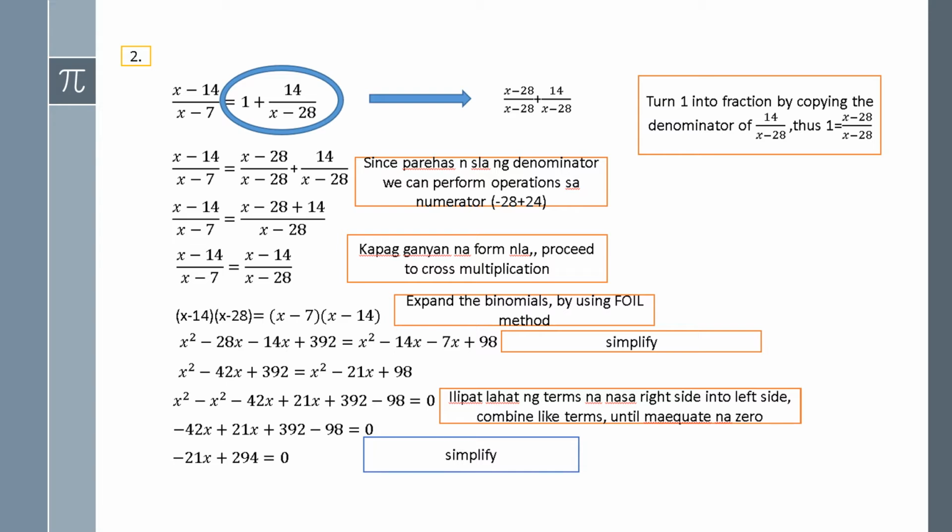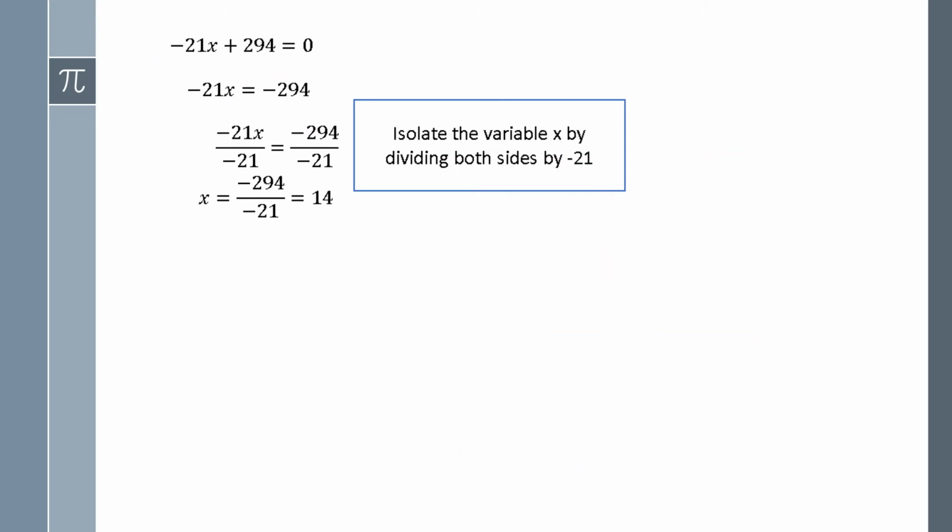Bale, magiging negative 21x kasi negative 42x plus 21x is equals to negative 21x. And then, 392 minus 98 is equals to 294. Therefore, the equation will be negative 21x plus 294 is equals to 0. Since na-simplify na natin into the simplest form yung equation, we can now isolate the variable x by dividing both sides by negative 21.